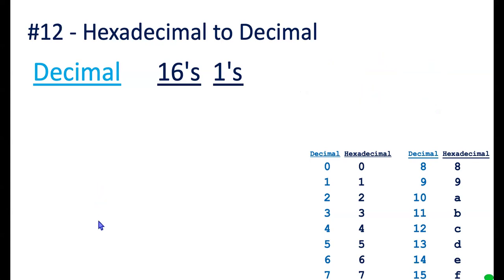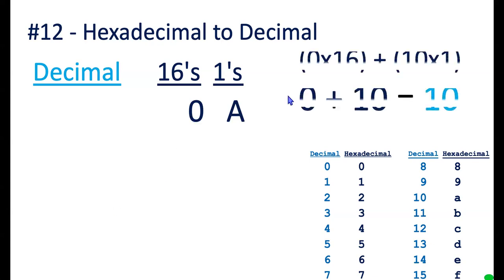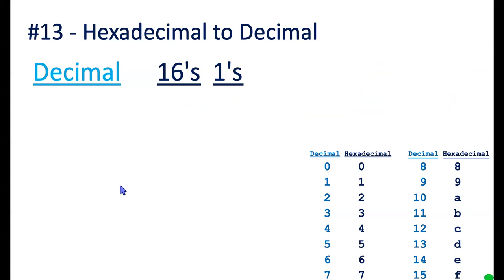Okay. How about 0A hexadecimal? Okay, again, 0 16s. But A ones, okay? A ones, what is A? That's 10 in decimal. Okay, 10 times 1 or 10. Okay, 0A or just A in hex is equivalent to 10 in decimal.